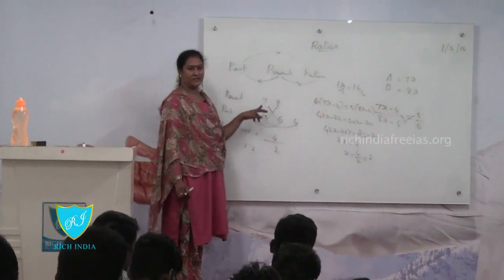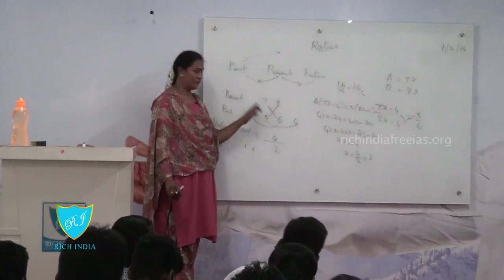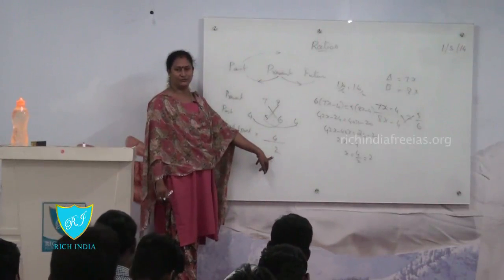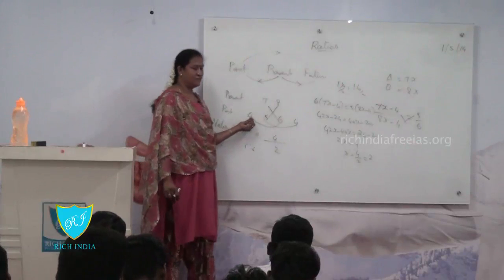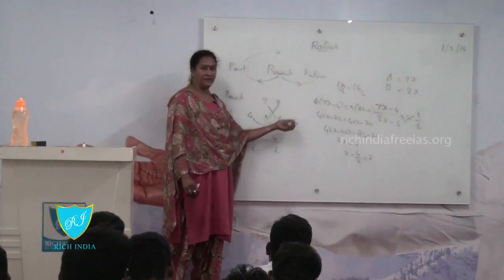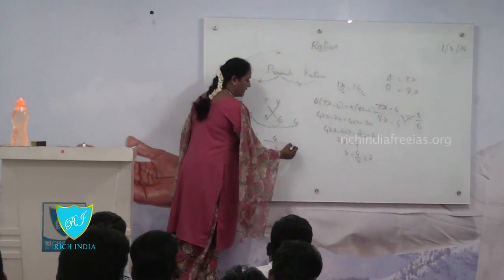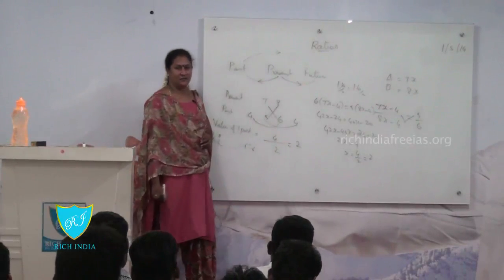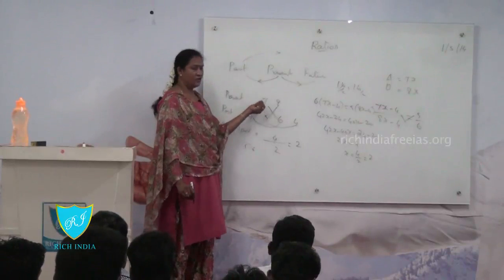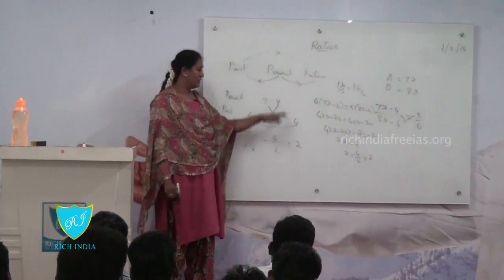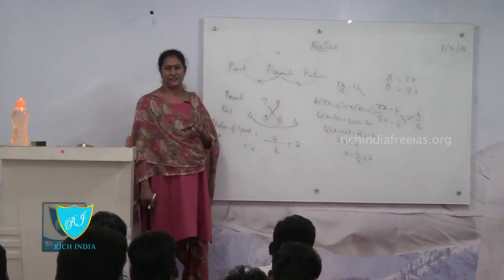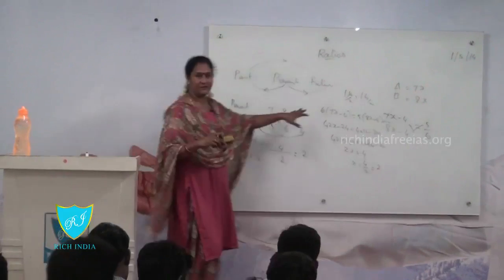So cross multiply: 7 into 6 is 42, 8 into 5 is 40. The difference here is 2. On top, 6 into 4 is 24, 5 into 4 is 20. Subtract 24 minus 20, we get 4. So the value of one part is 2. Now if you want A's age, 2 into 7 is 14, or B's age, 2 into 8 is 16. Understood?